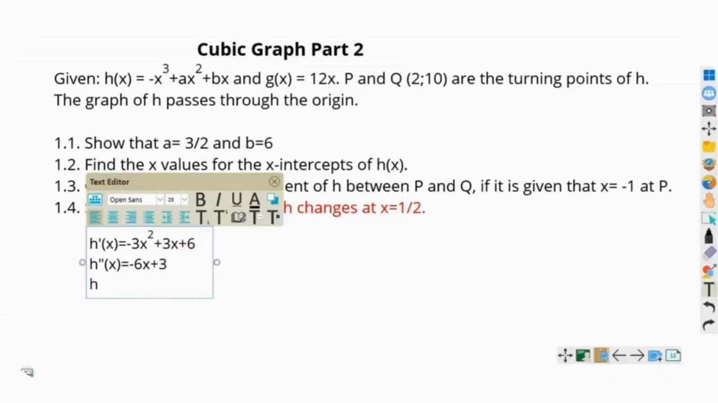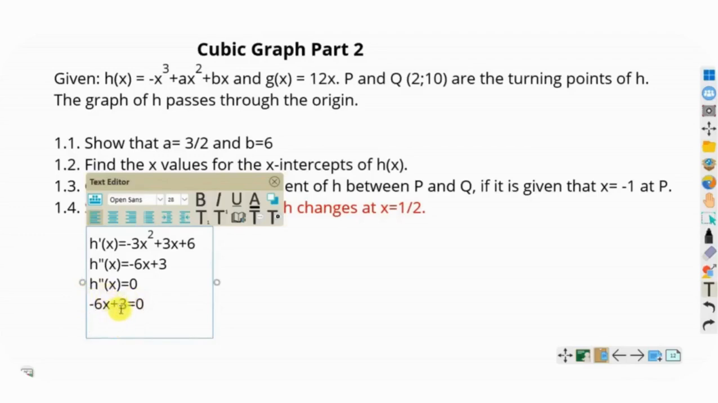You equate the second derivative to 0. So this means that the second derivative here, x is equal to 0. Now this tells us that negative 6x plus 3 equals 0. We equate this second derivative to 0 and solve for x.